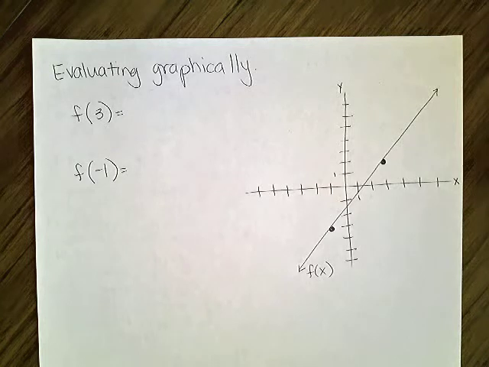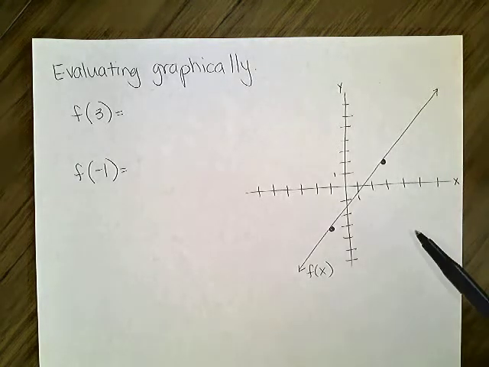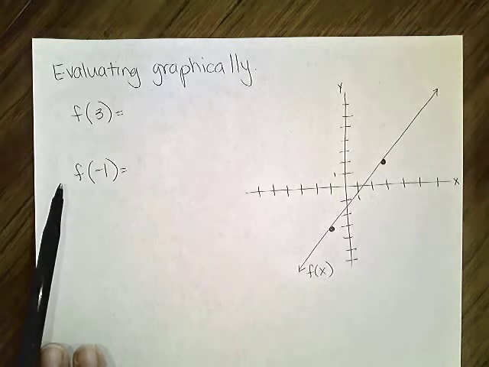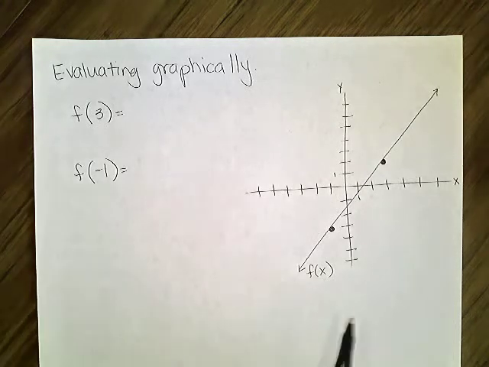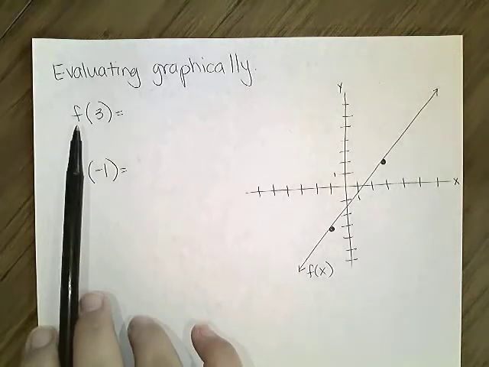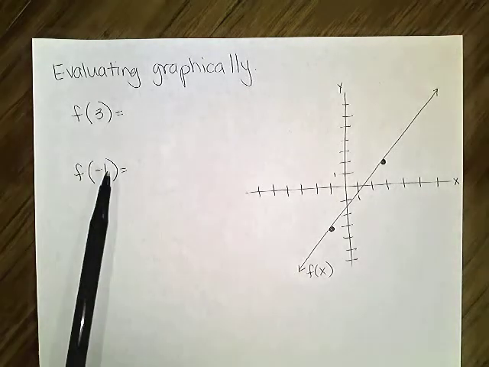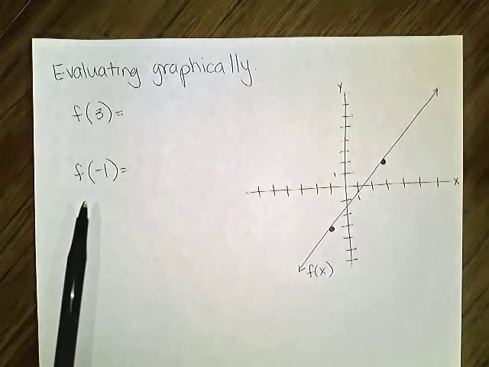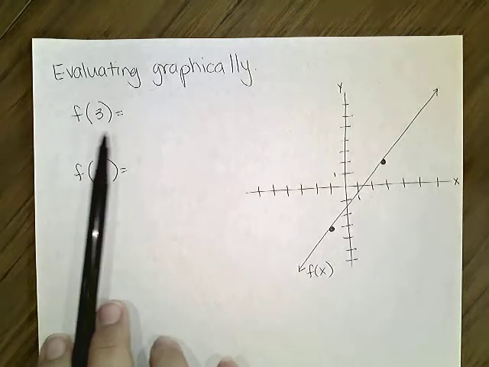So another concept when we're dealing with function notation is evaluating a function graphically. So here we have my lovely makeshift graph, and then we have two functions that we're trying to evaluate. We're told that this line here is f of x, and we're trying to evaluate f of 3 and f of -1.